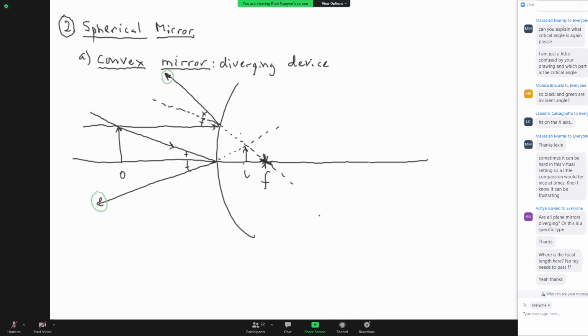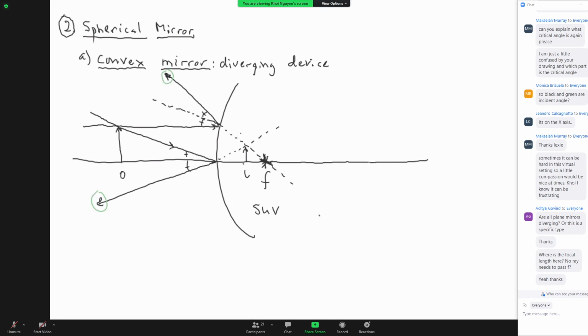Okay. Actually, for any curved diverging device, it's going to be smaller, upright, and virtual, SUV. Okay. So this is true for curved diverging devices. So this is the uninteresting case. It's always going to be that case.